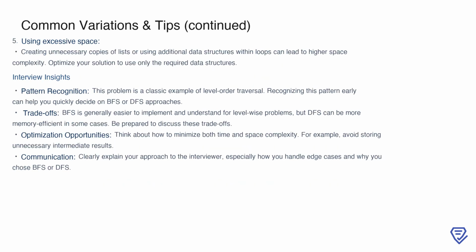Another mistake to consider is using excessive space. For example, creating redundant copies of lists or introducing additional data structures unnecessarily can inflate your solution's space complexity. To optimize, focus on using only the essential data structures required for the task.